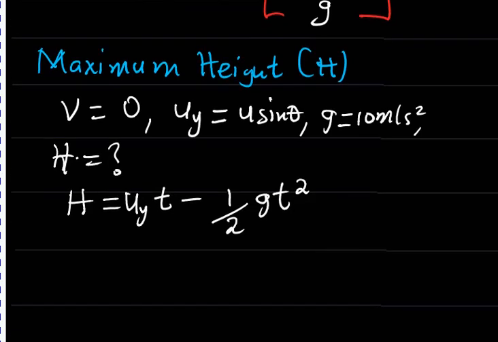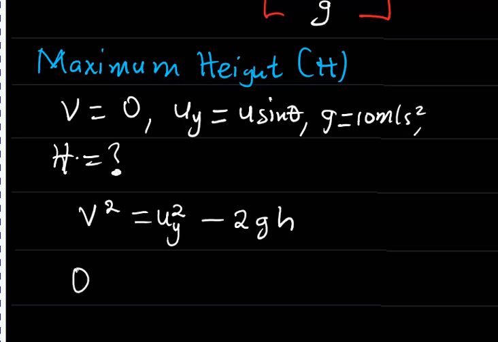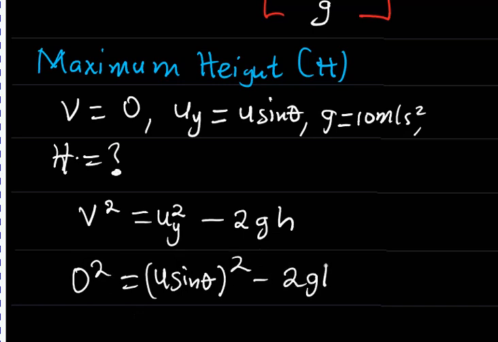Okay, no, that is not the equation because I have v. So the ideal equation is the third equation, which is v square equals u square minus 2gh. Of course, that's u of y square minus 2gh. Okay, so of course v is 0 square. u of y is u sine theta, then we square it all, minus 2gh.